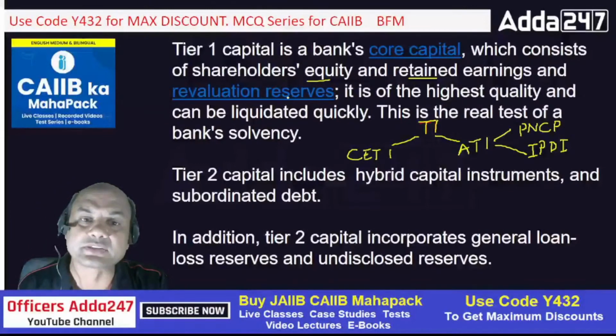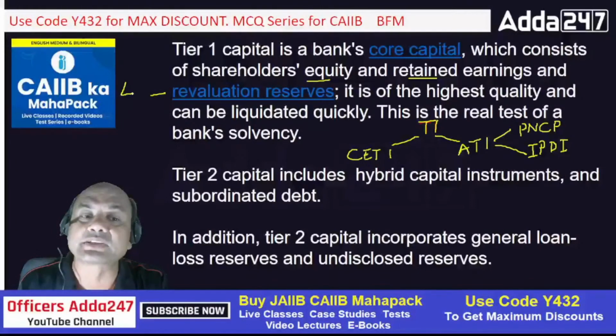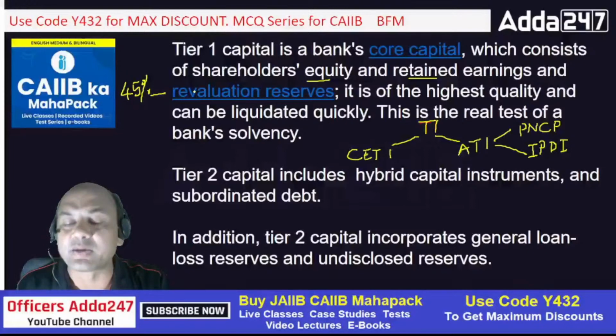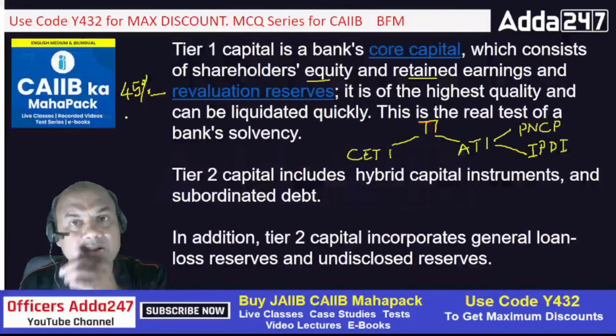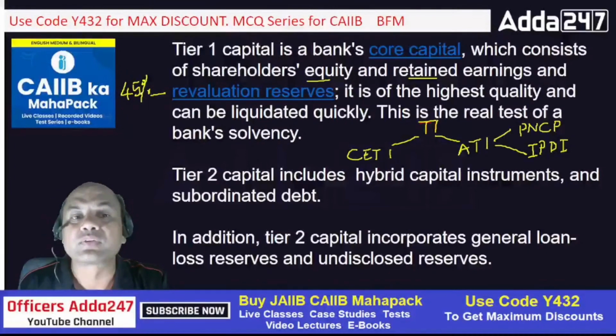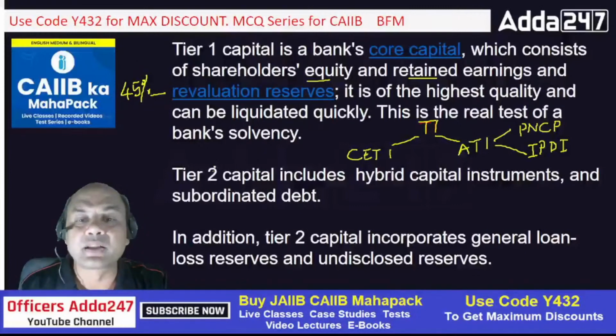Okay, and revaluation reserves. So revaluation reserves are taken at what? They are taken at 55% discount. So I'll say they are taken at 45%. So it means that if I am having a revaluation reserve of rupees 100, I'll take only 45 rupees in that calculation.